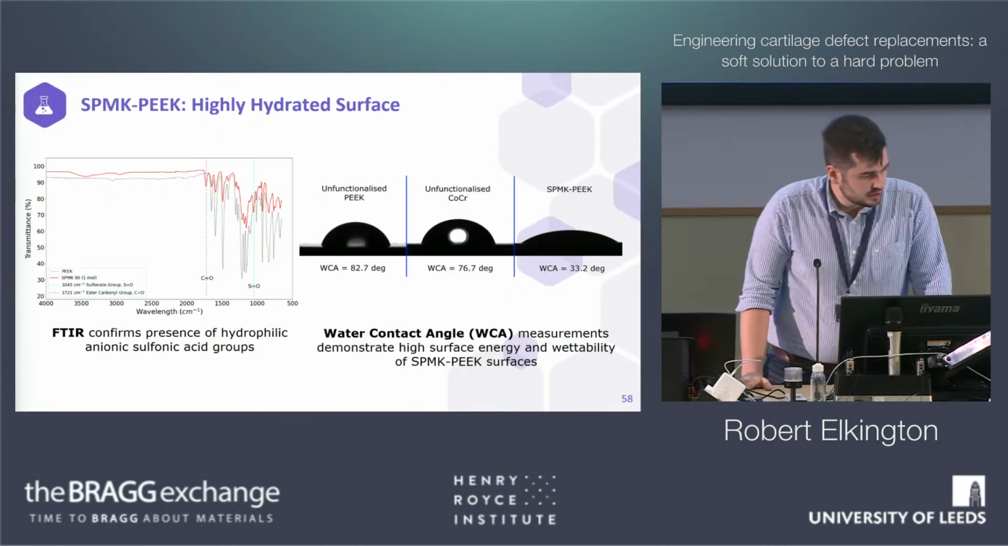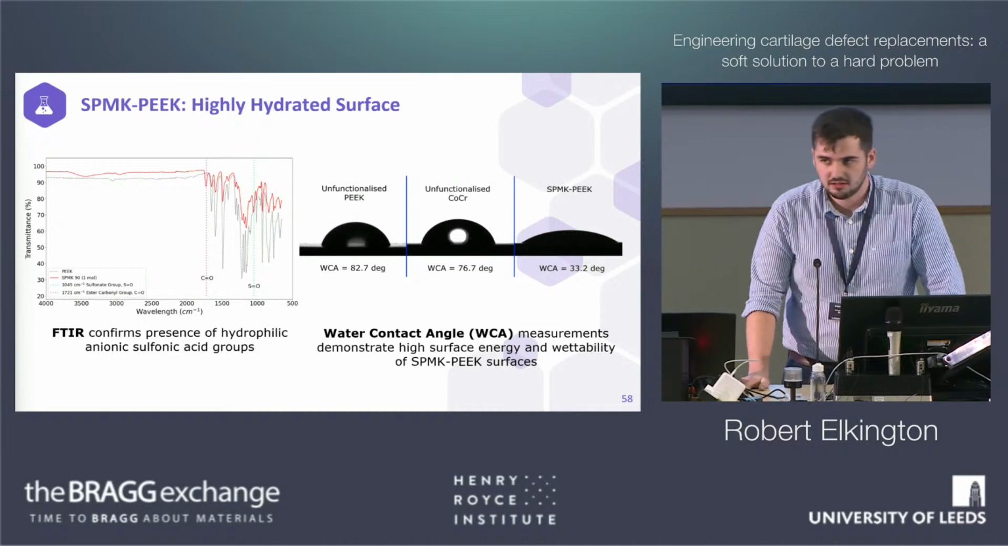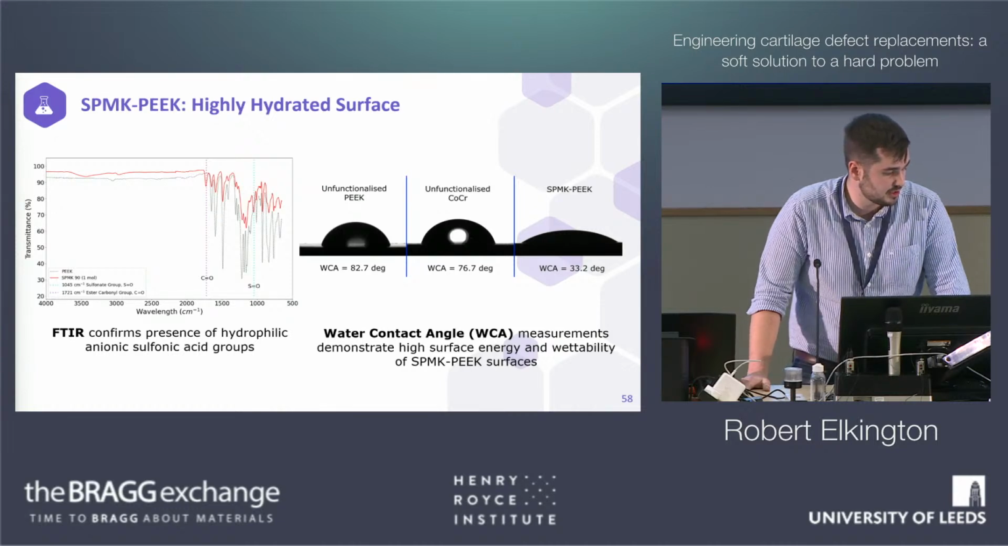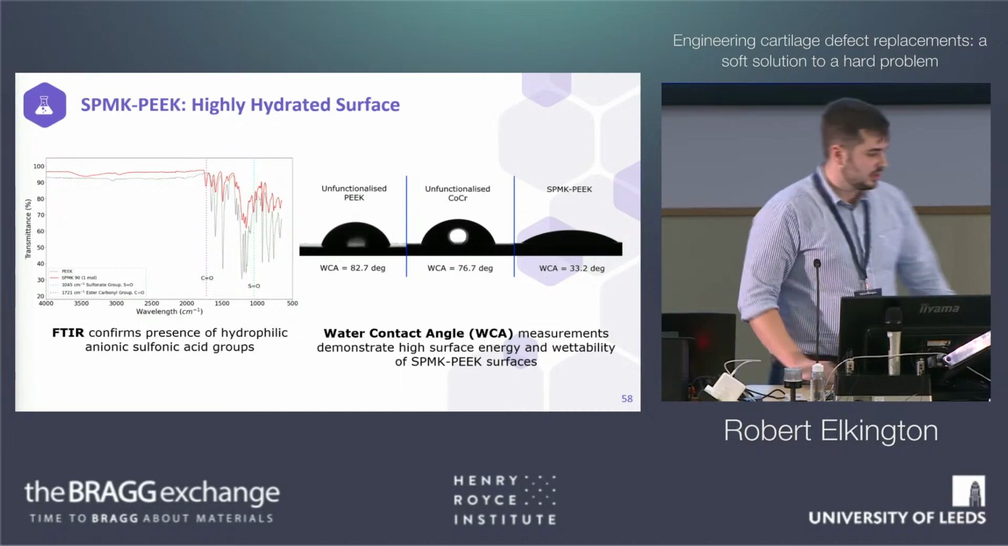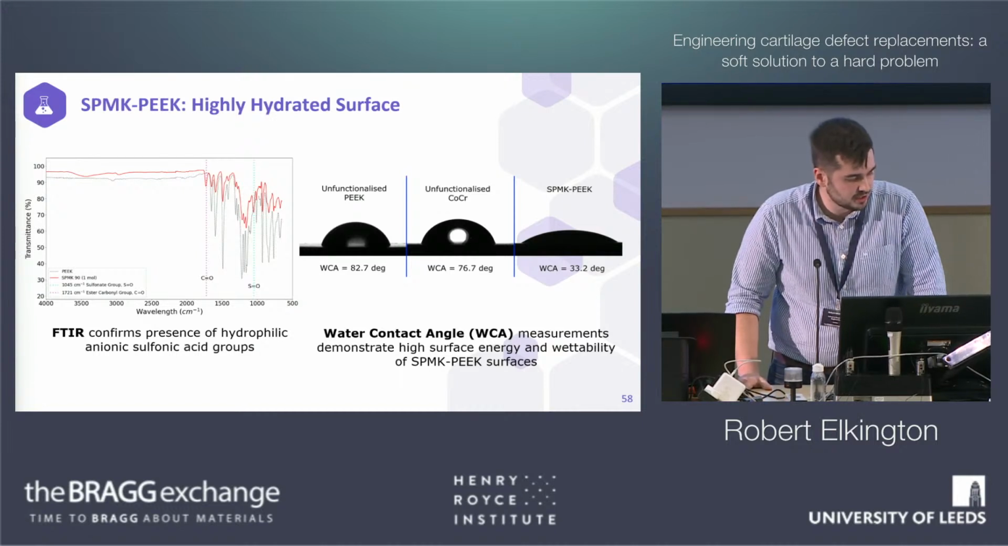So to start looking at the material properties, we start simple. Just use FTIR. Is it there? FTIR shows us that it is. We can see the presence of these hydrophilic anionic sulfonic acid groups, which is indicated on the graph with the sulfonate group line at around 1,000 centimeters inverse wavelength.